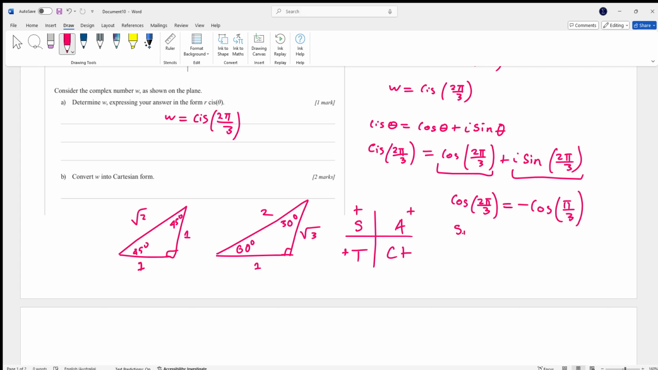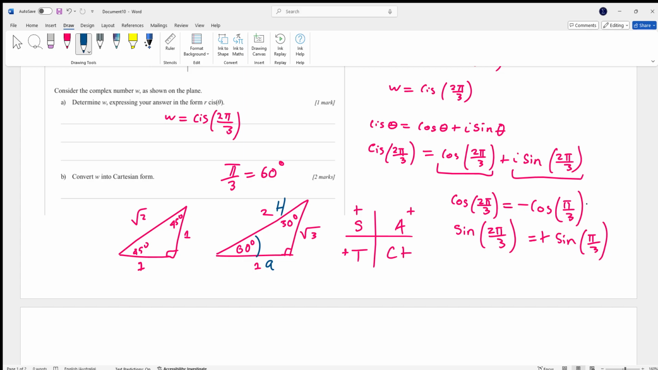And sine of 2 pi over 3, because it's still in that quadrant, is positive sine pi over 3. Where I'm getting the pi over 3 from is that it adds up to 180. So let's work out these values. Now, pi over 3 is 60 degrees. So I go to this angle here and think, what is cos of 60? Cos is adjacent over hypotenuse. So cos of 60 has to be a half.